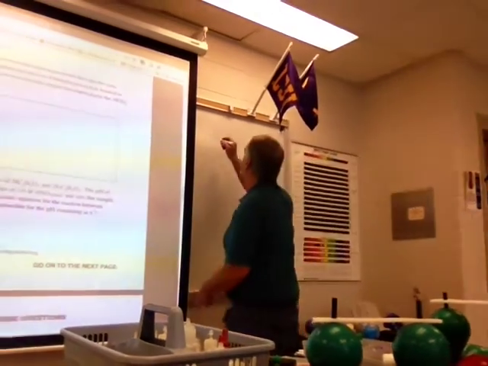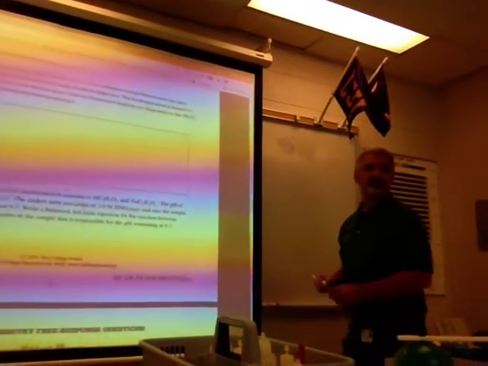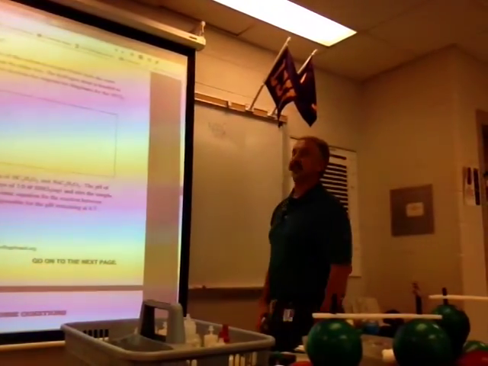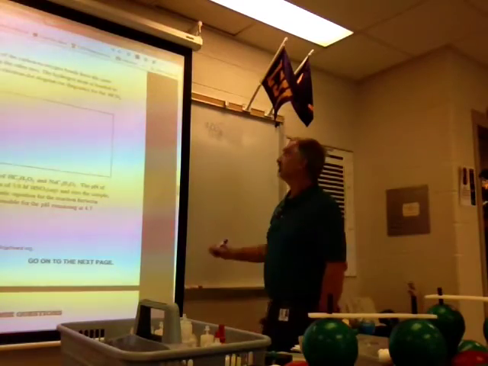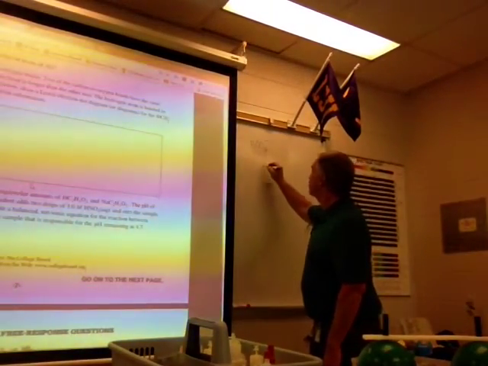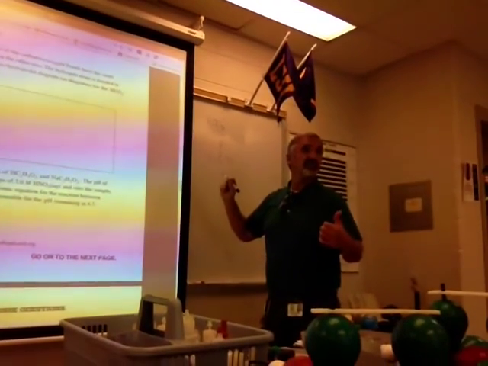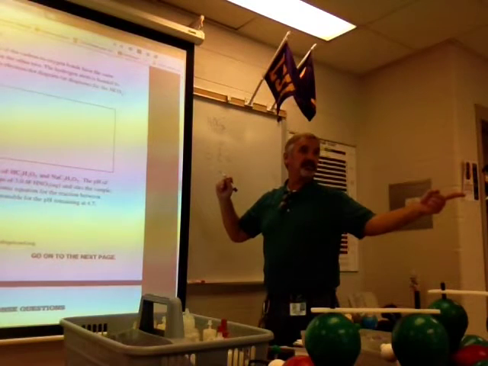So if we have HCO3 minus, okay, what's the central atom going to be? Carbon. Okay? So we put our 3 oxygens around it, and on one of the oxygens, okay, you might want to be up here so you can see.